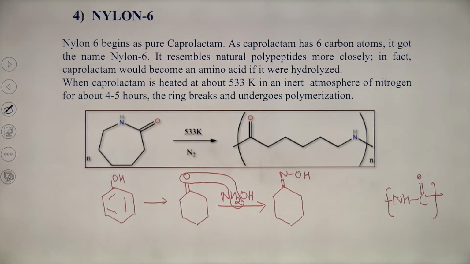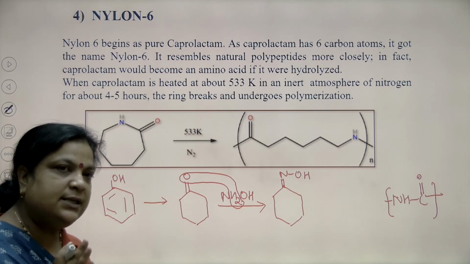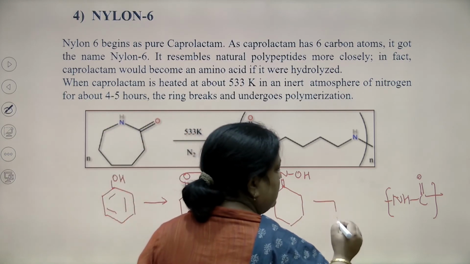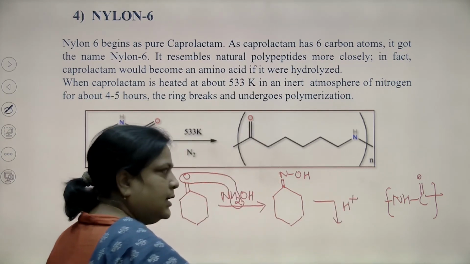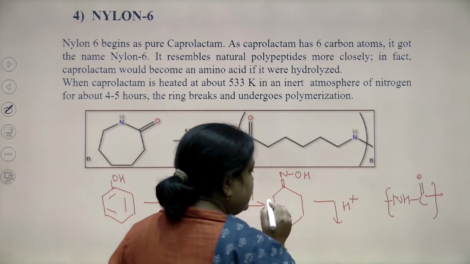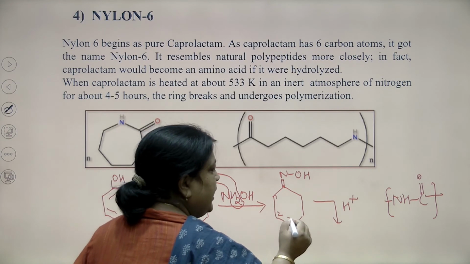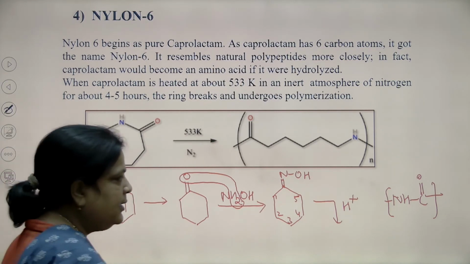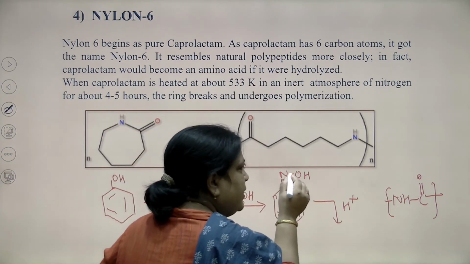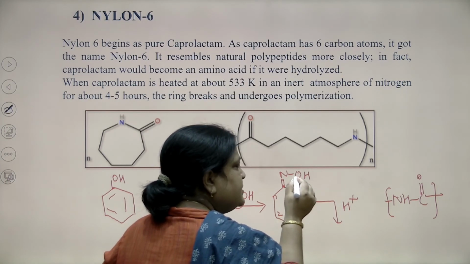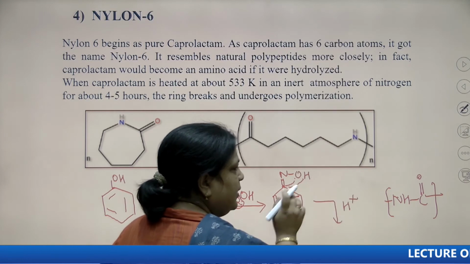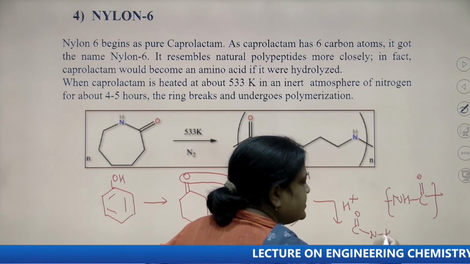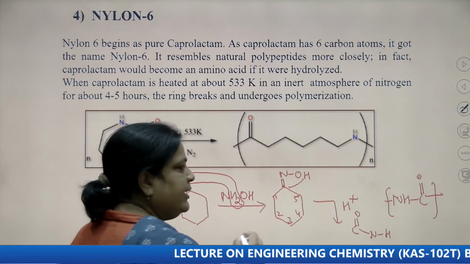Oximes. The conversion of oximes into amides in the presence of acid is the Beckmann rearrangement. So, when it is treated with acid, that is H plus, the amide gets formed. The 5-carbon chain, 1, 2, 3, 4, 5, will remain as such, but at this carbon there is a rearrangement. Rearrangement means the O will be here and H. So, C double bond O and then NH, and the chain of 5 carbons will remain as such.